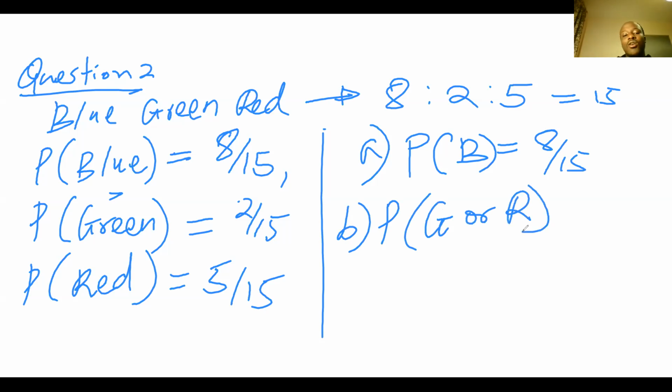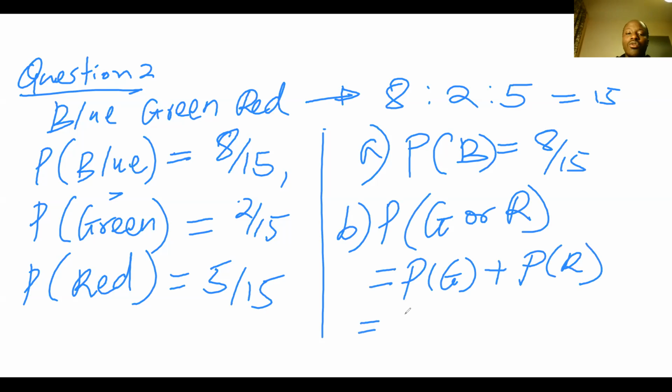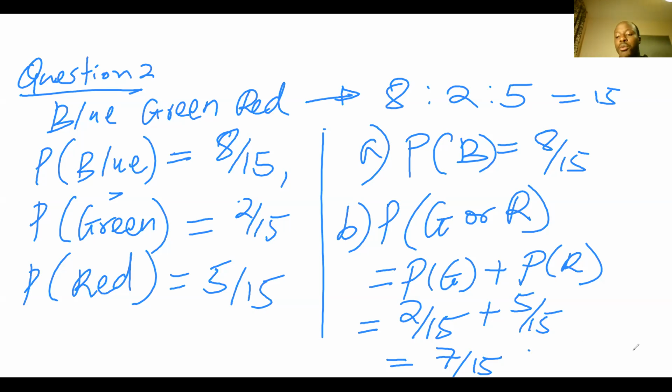So this one will just be the probability of getting the green plus the probability of getting the red, which is 2 over 15 plus 5 over 15, which gives you 7 over 15. So you have a green or a red with a probability of 7 over 15. That's the probability that the first pen you picked was either green or red.